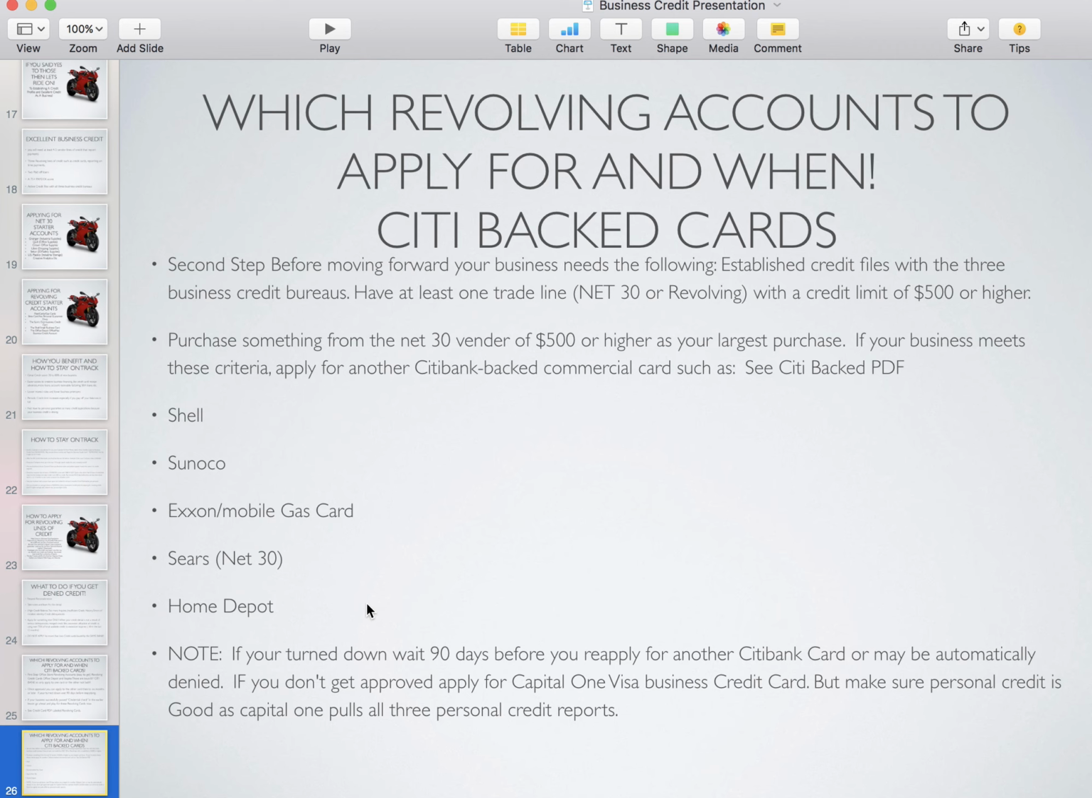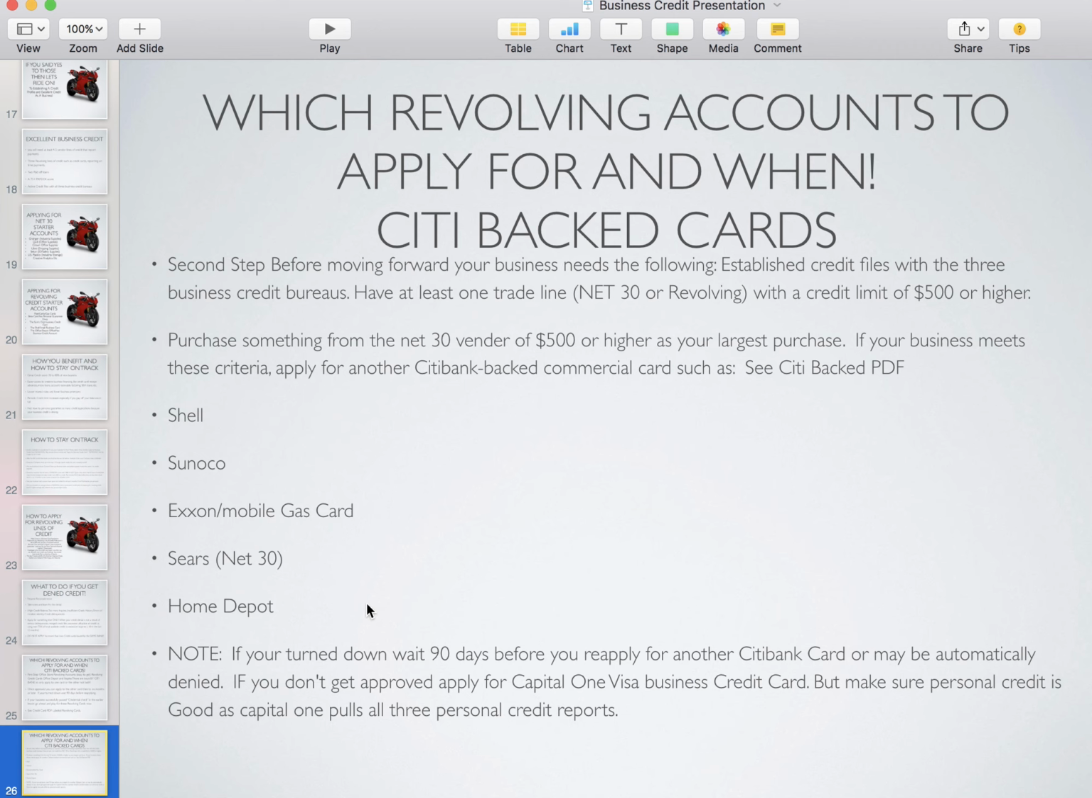Before moving forward, at this particular point, we need to make sure the business has the following established. Within the 3 credit bureaus, you want to have at least one trade line, net 30 or revolving, with a credit limit of $500 or higher. Bear in mind, we still have our 5 or 10 net 30 accounts. 10 net 30 accounts will make it stronger, but out of those, you want to have at least one with $500 or higher, because you're asking for credit. They've got to be able to see you paid $500 off a net 30 account. If not, purchase something from that vendor worth $500 or higher as your largest purchase.